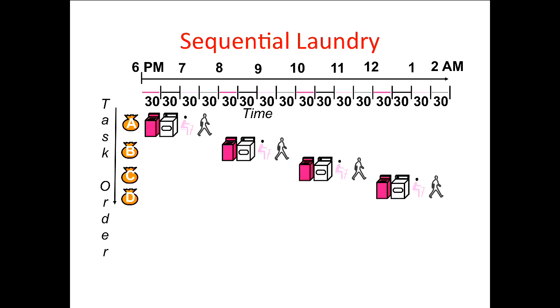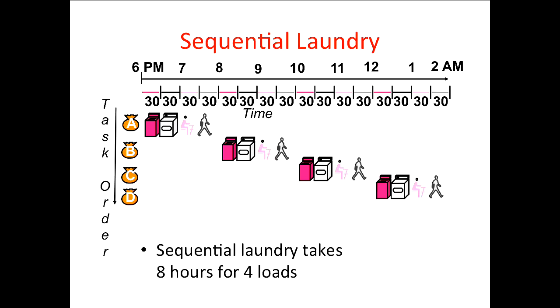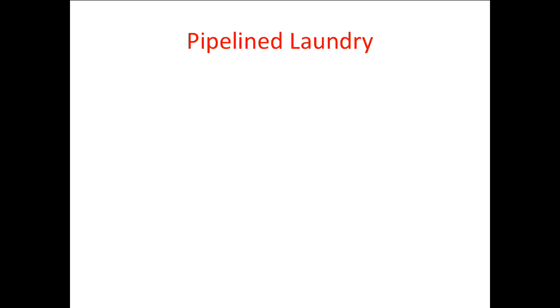So it's going to take me basically 8 hours to do these 4 loads, right? Each component takes half an hour. So by doing 4 loads with 4 stages, it's going to take me 8 hours total. Now, obviously, if you've ever been to a laundrette with more than one batch of laundry, you figure out, I can do this much faster than this. I can pipeline my laundry.